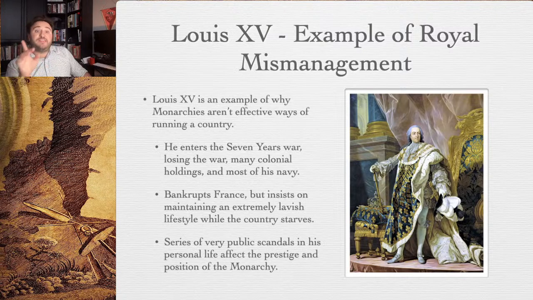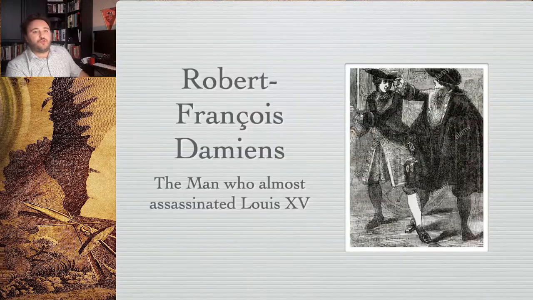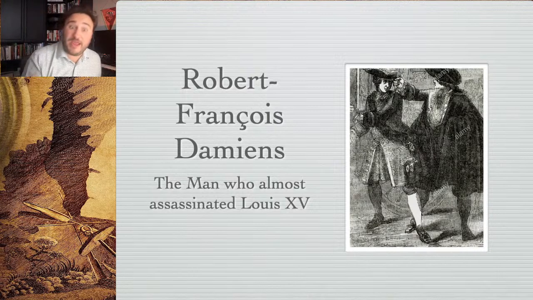Now remember how I said that monarchies are really, really bad because you can't get rid of a bad king except for murder? The reason why I said that is because they try that. The guy who tries it, his name is Robert Francois Damiens. Henceforth, we will call him Bobby Frank. Please don't actually put that in your midterms. But it's just easier to call him Bobby Frank.